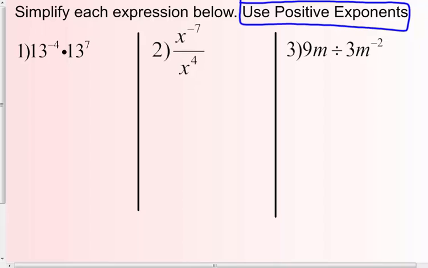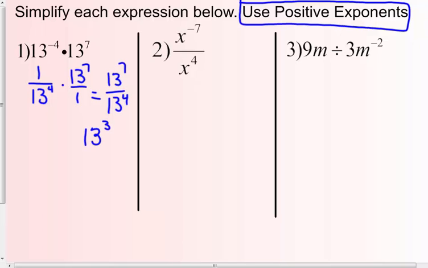So 13 to the negative 4th times 13 to the 7th. Well, I could do this 2 ways. I could say, oh, you know what? I want that to be positive, so I'm going to drop it to the denominator, do the multiplicative inverse of it, times 13 to the 7th. Well, that gives me 13 to the 7th over 13 to the 4th. Keep the base, subtract the exponents. That's 13 to the 3rd.